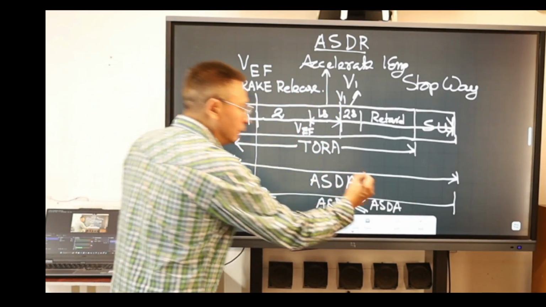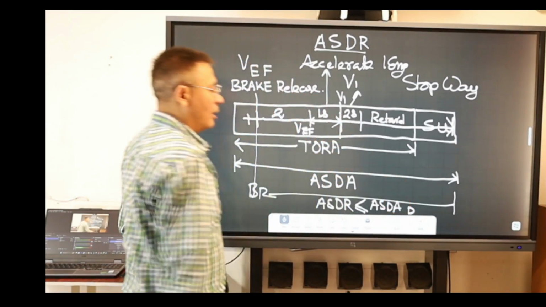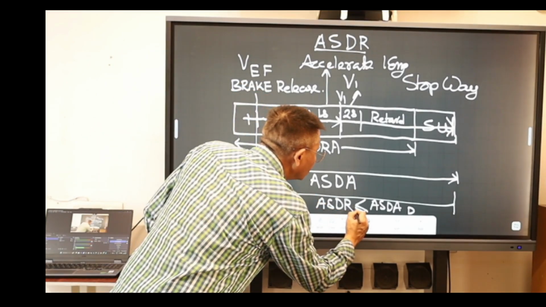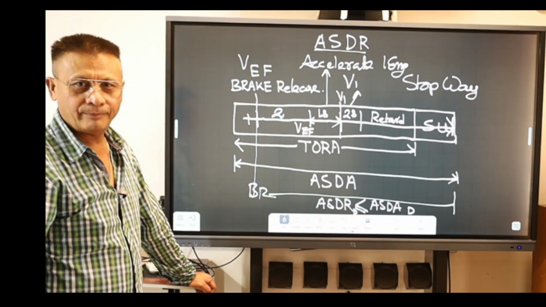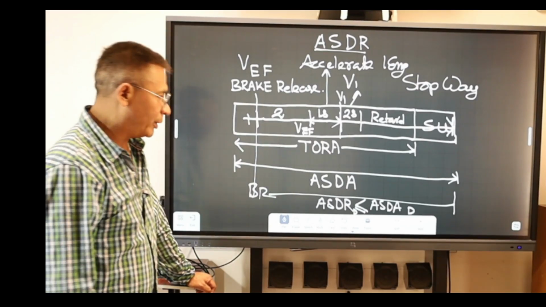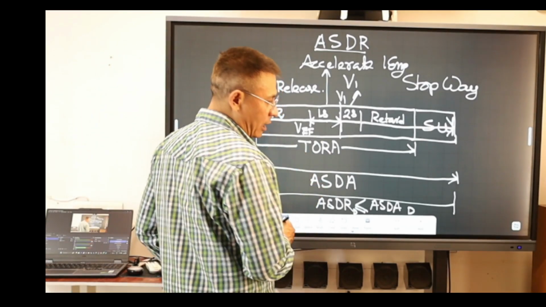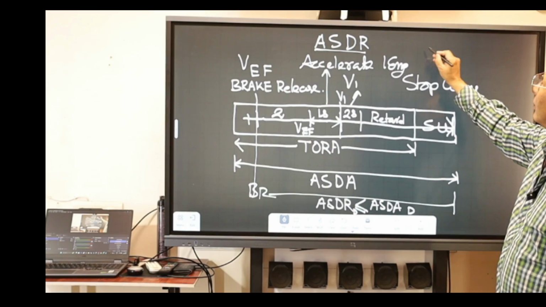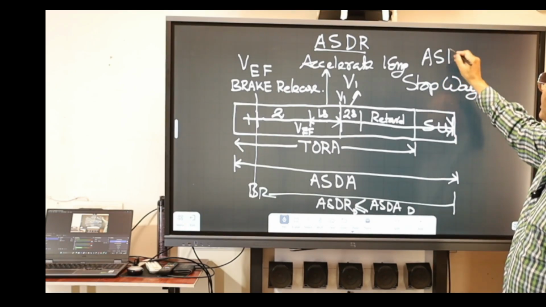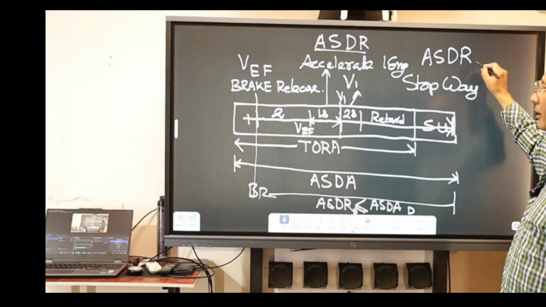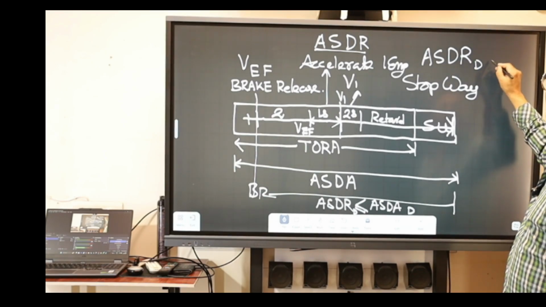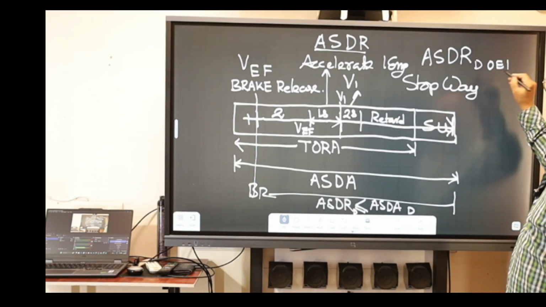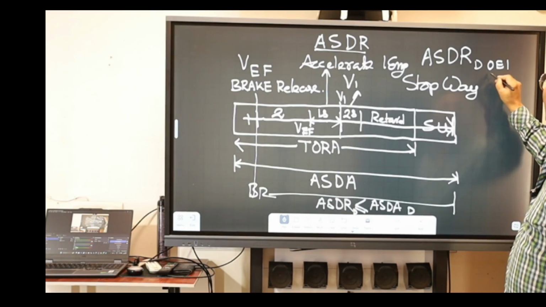On a dry runway, this is ASDR on a dry runway, then with 1 engine inoperative. So therefore, this ASDR will be known as the ASDR on a dry runway with 1 engine inoperative, or in short, it can be written as N-1.